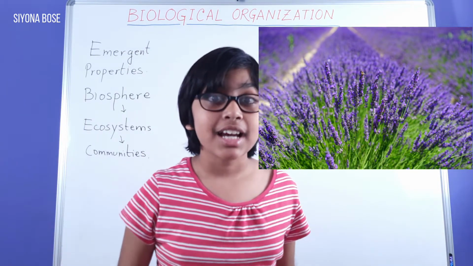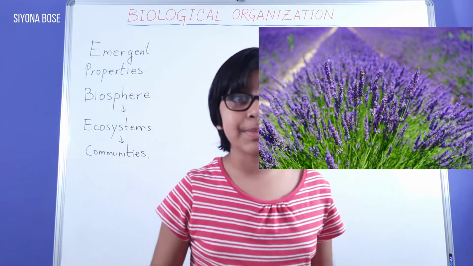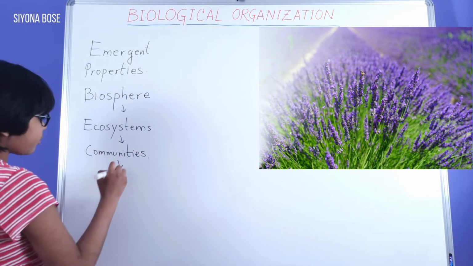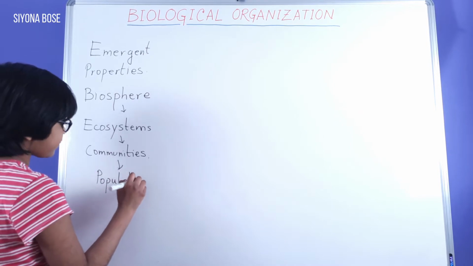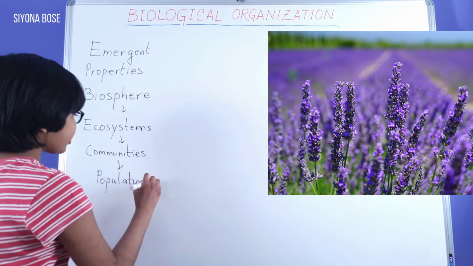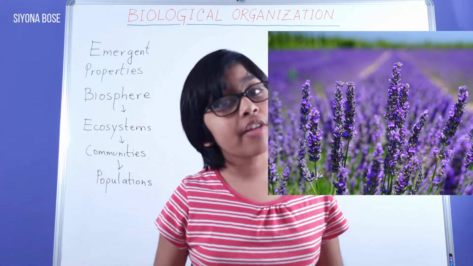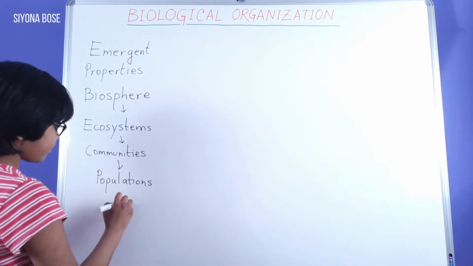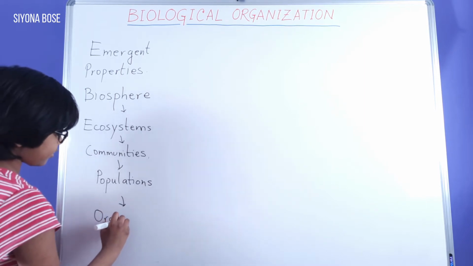Communities consist of all of the organisms living in a specific area. After communities come populations. Communities can consist of different species. Populations are groups of individual organisms of the same species, and populations can be taken more downwards towards organisms.